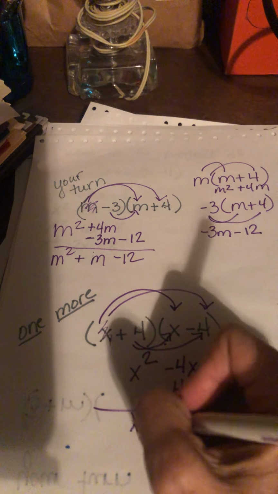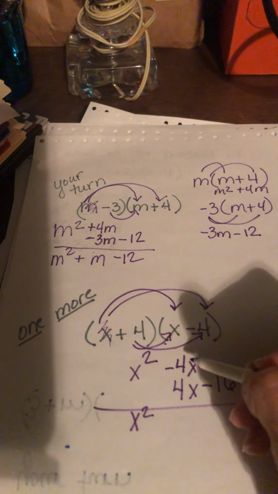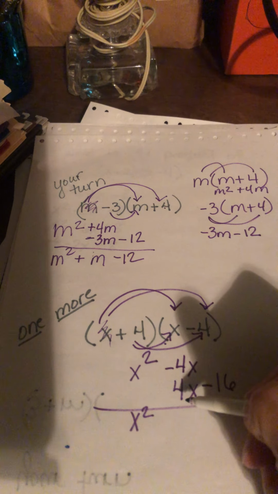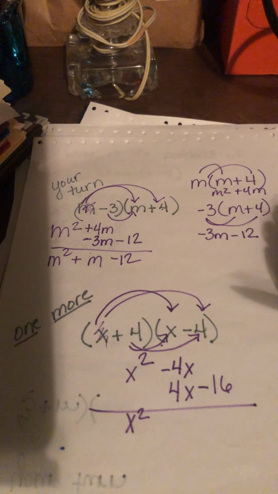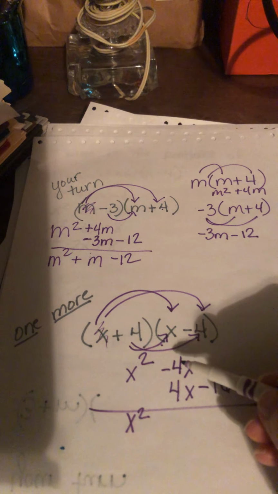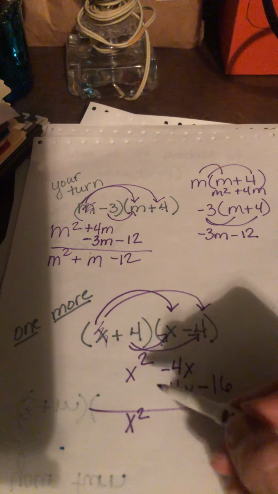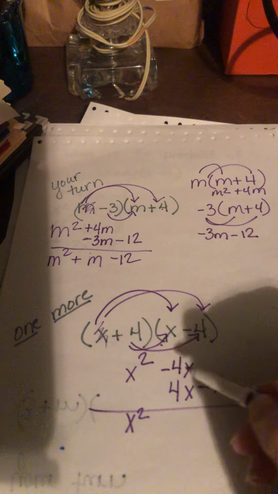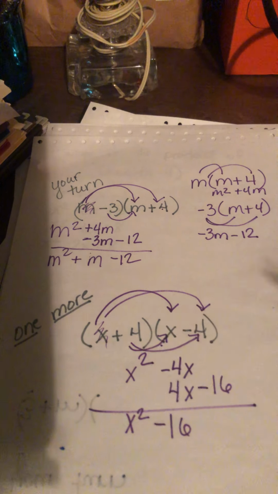X squared. Uh-oh, this is weird. I owe you $4, and I found $4 in my wallet. I give you the 4, guess what? I don't owe you any money, but I don't have any more money. Does that make sense? I owe 4 and I have 4. My debt is wiped out. So I don't have any more x's. All I have is x squared and a minus 16.